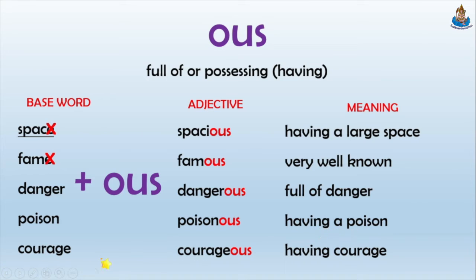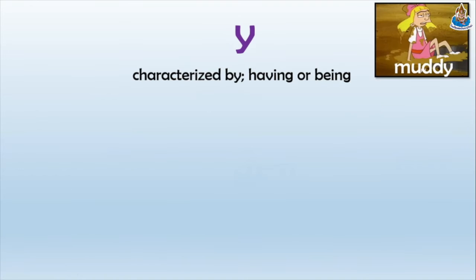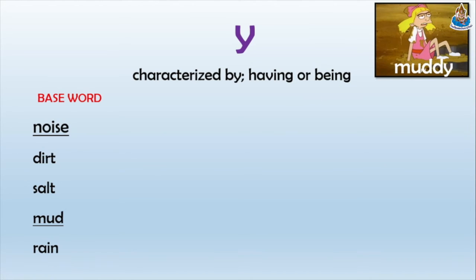Next one, courage plus ous becomes courageous, which means having a lot of courage. So these are just some words where we can add the suffix ous for them to become adjectives. Now here's another suffix that means having or being or characterized by. We add them to words for them to become adjectives, just like the examples that we have here.